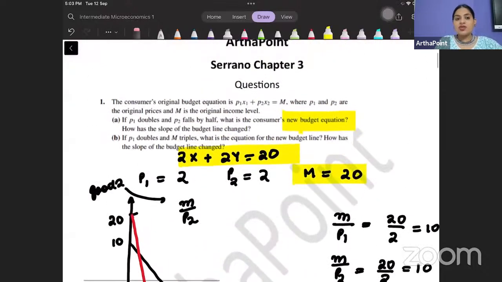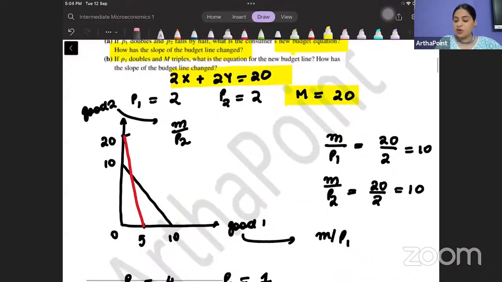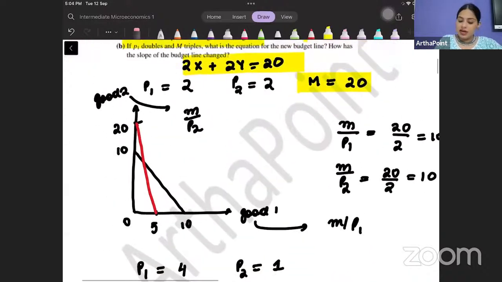So now it asks you what has happened to the slope of the budget line. Beta, do you see that earlier, ये कितनी flat line थी? एकदम flat. अब steep हो गई है ना? So now the budget line has become steeper. Beta, can you tell me what was the slope earlier?